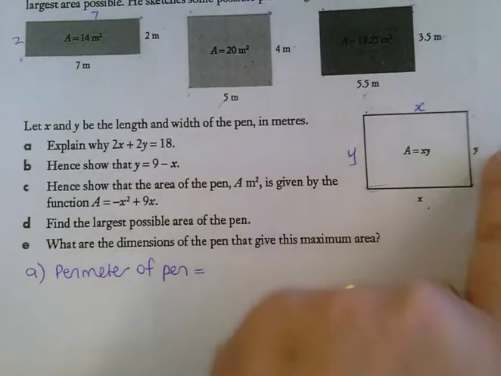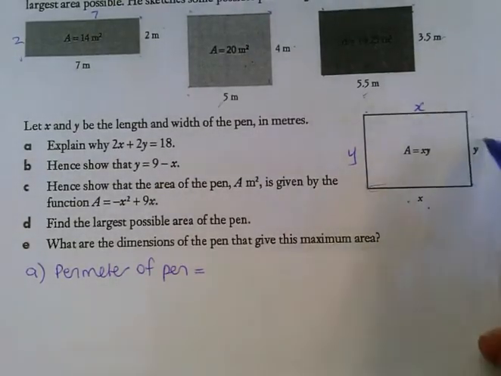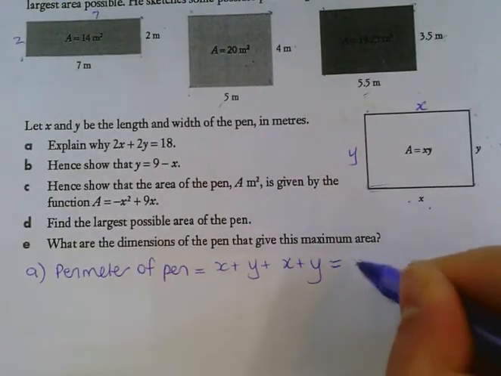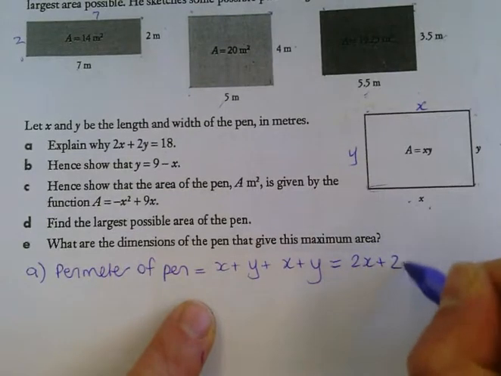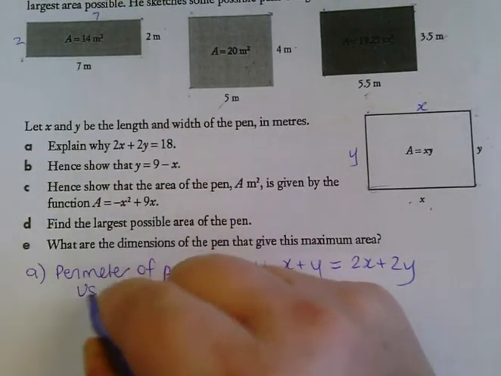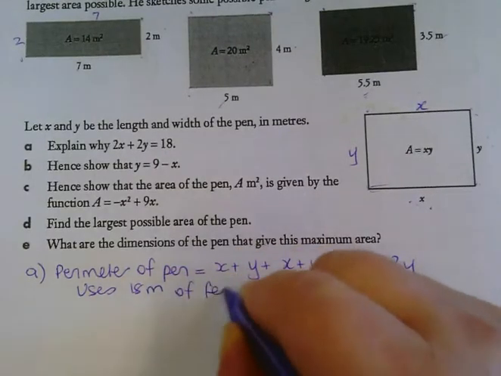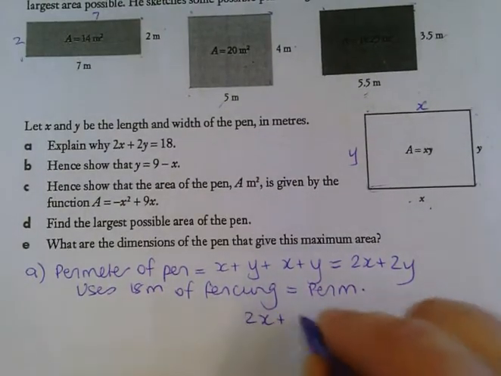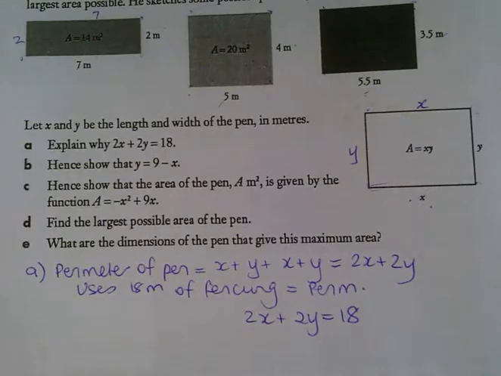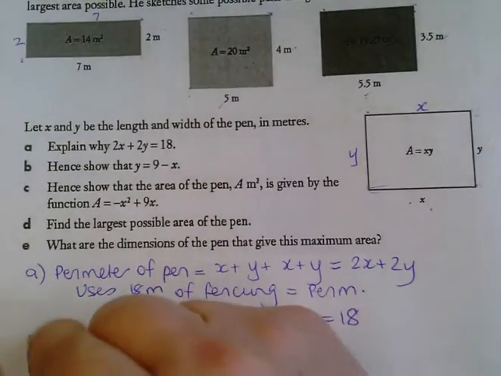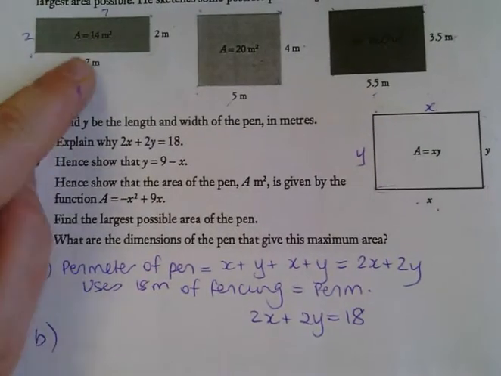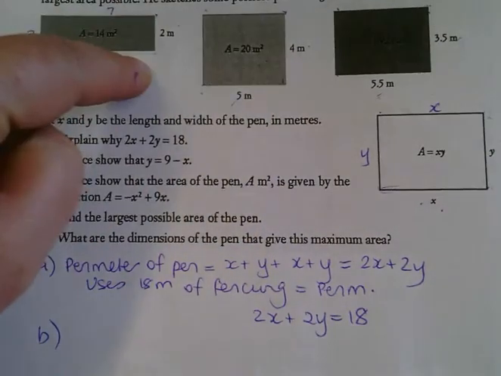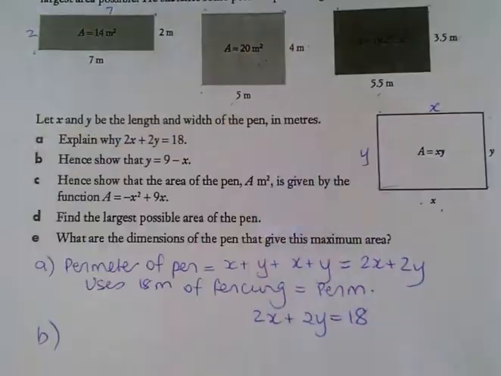If I call this x and y, what's the perimeter? X plus y plus x plus y, which is 2x plus 2y, and we were told that he uses 18 metres of fencing, which is the perimeter. So therefore 2x plus 2y is 18. Now, does that make sense? Because we were just doing it with numbers. I was saying 7 plus 2 plus 7 plus 2, 5 plus 4 plus 5 plus 4, etc. X plus y plus x plus y, right?